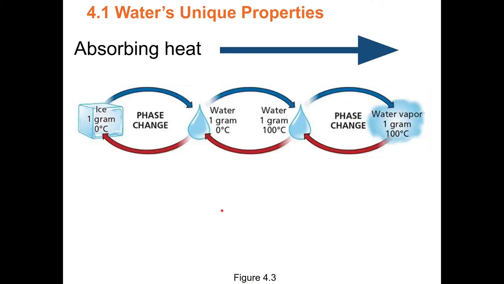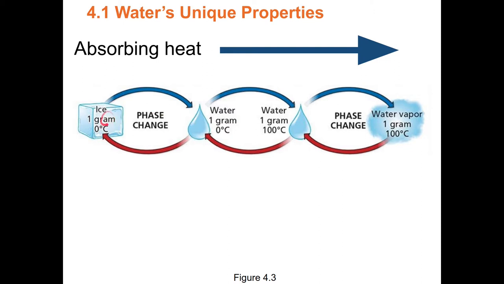So some important ideas about latent heat. For ice to melt, it has to absorb heat. That's why it goes from a solid to a liquid, because it's absorbed heat, so the molecules are more excited. That's an example of latent heat. We'll talk about this in a minute, but that's 80 calories to melt a gram of ice.